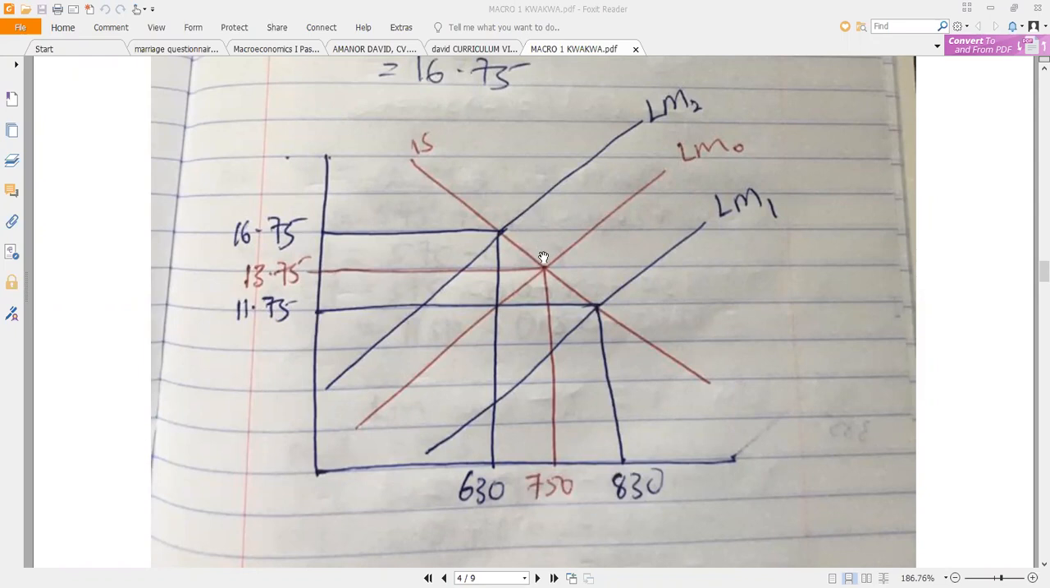For the increase in the demand for money, holding the quantity of money constant, you have excess demand for money, which means excess supply of bonds. So the price of bonds will fall and interest rate will increase. That is why interest rate increased to 16.75. After the increase in interest rate, investment will fall. When investment falls, income will fall from 750 to 630. So that is the explanation for the changes in the interest rate and income.